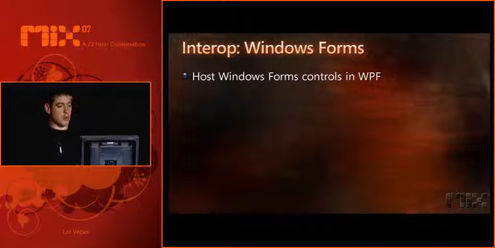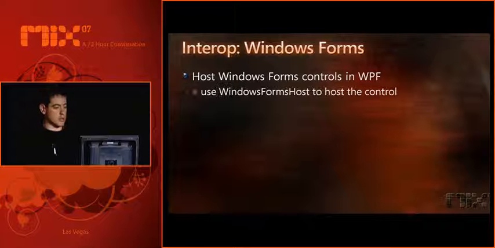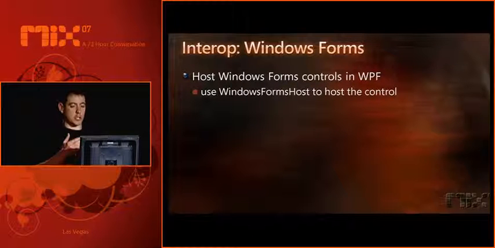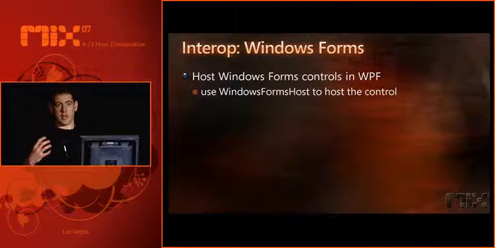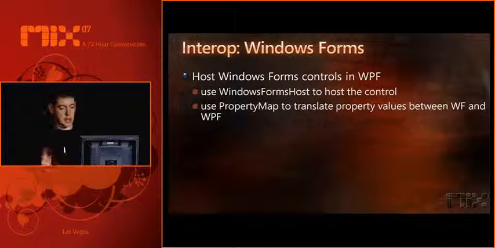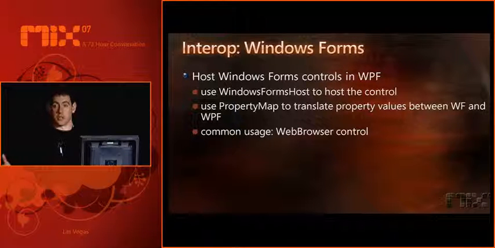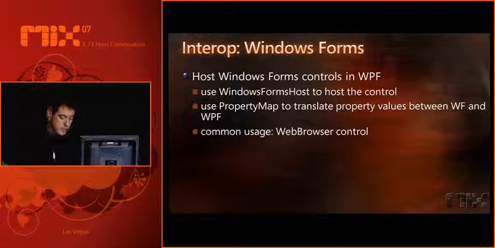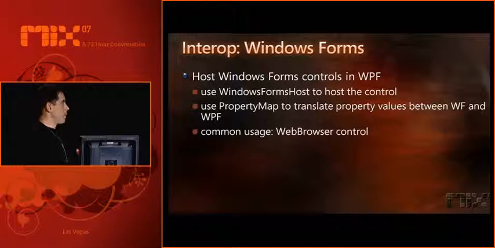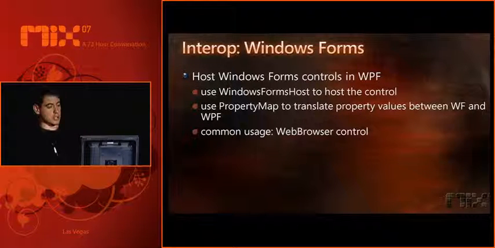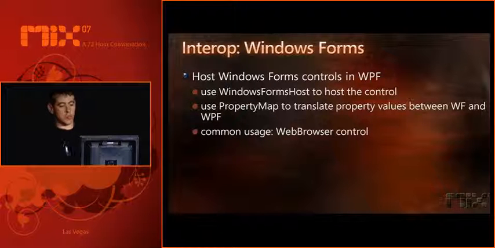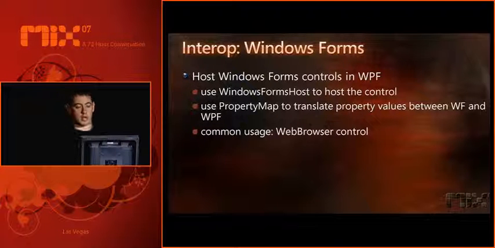Interoping with Windows Forms, I alluded to earlier. You can host Windows Forms controls in WPF. There's a control called WindowsFormsHost that is a WPF element that just hosts Windows Forms content for you. And you can use a property map to translate property values between Windows Forms and WPF so that you're not having to do a lot of bookkeeping. A common usage is the web browser control. There is no web browser control in WPF. The best thing to do is host a Windows Forms web browser control. The way you do that is with WindowsFormsHost, and then you stick a Windows Forms web browser in there, and then you go.